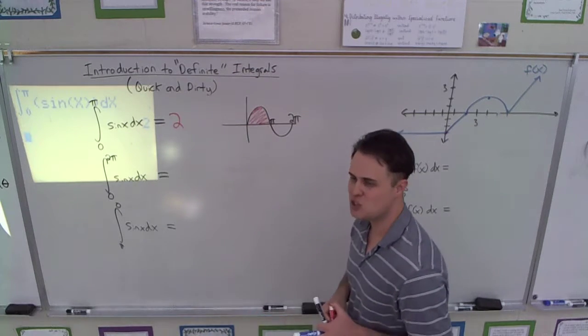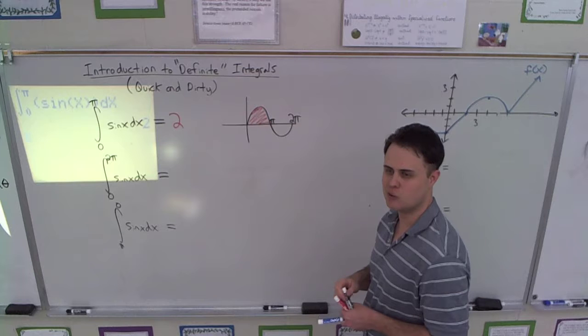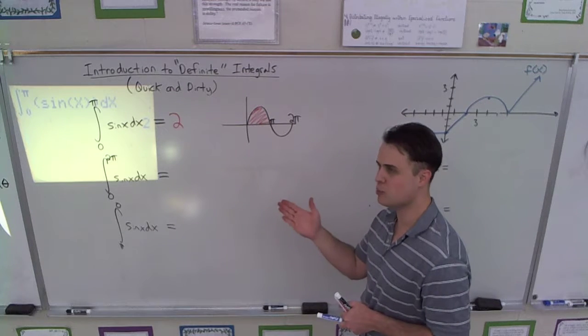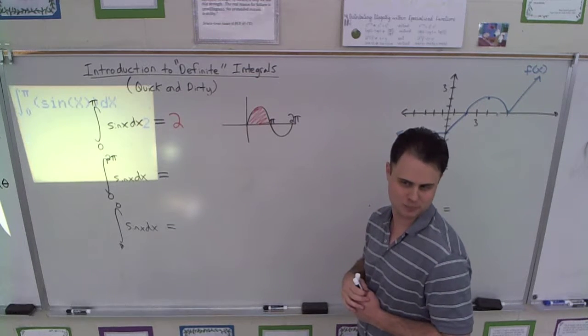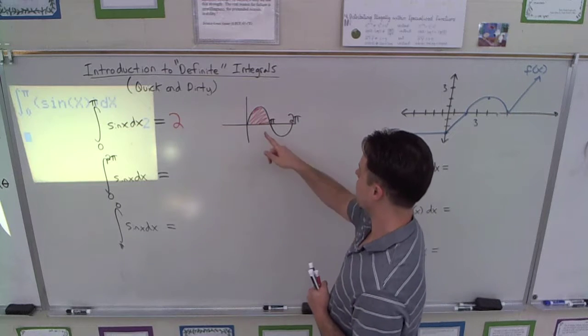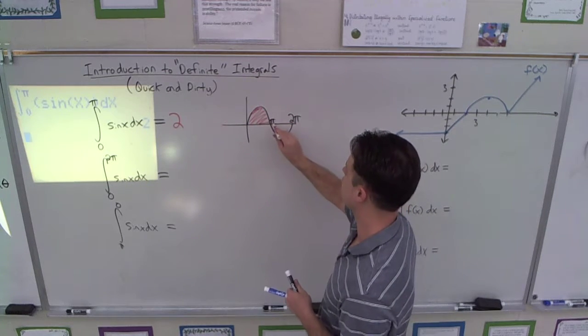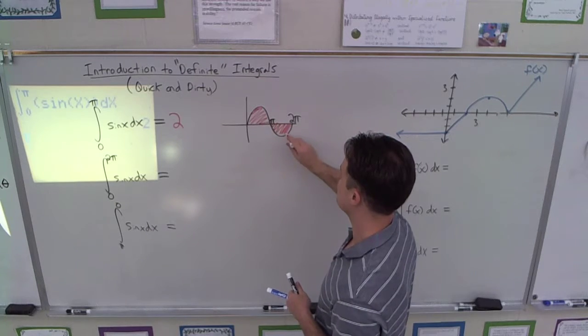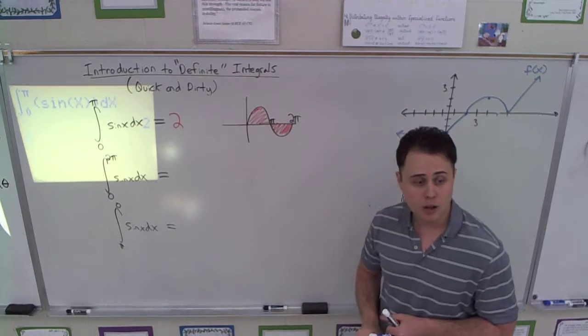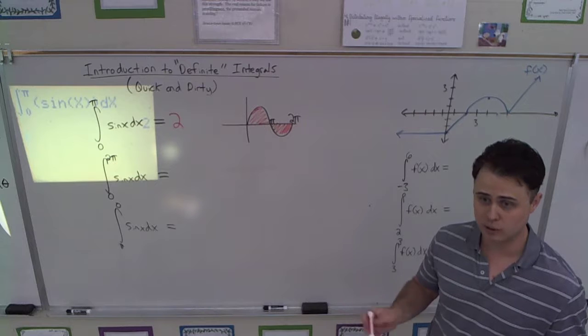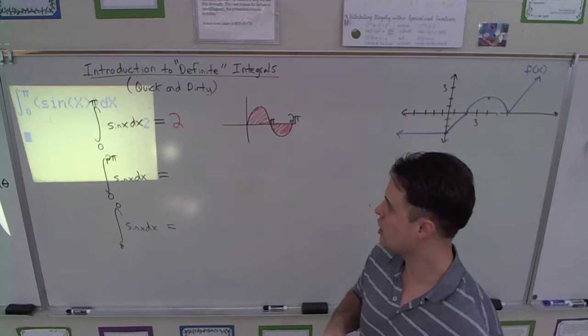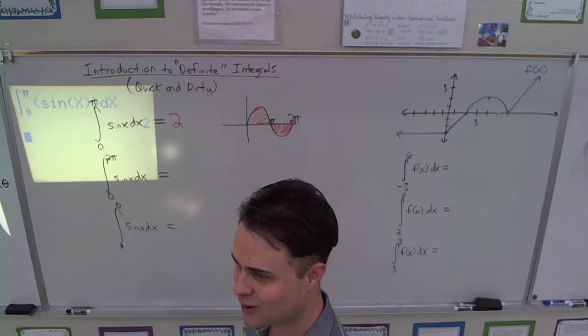So any guesses as to what the area will be when we integrate from, instead of 0 to pi, 0 to 2 pi? When we go from here to here, you're going to have this, and you're also going to have this, because it's always the area between the curve and the x-axis. That's what the integral means. So what's going to happen there? Any ideas?